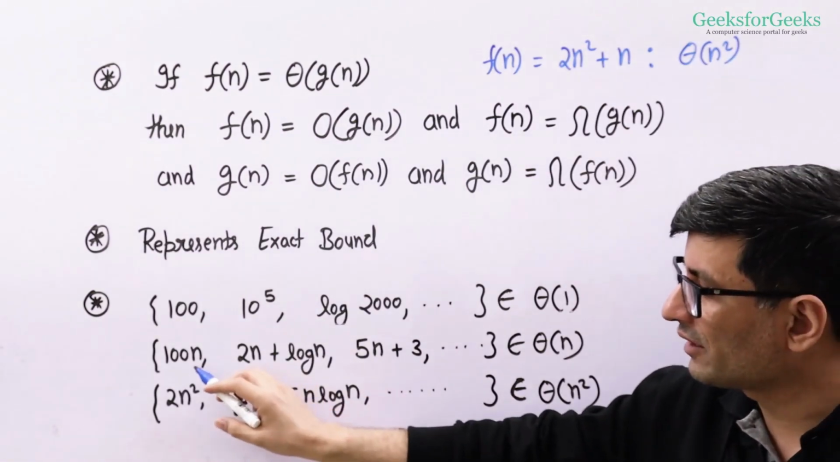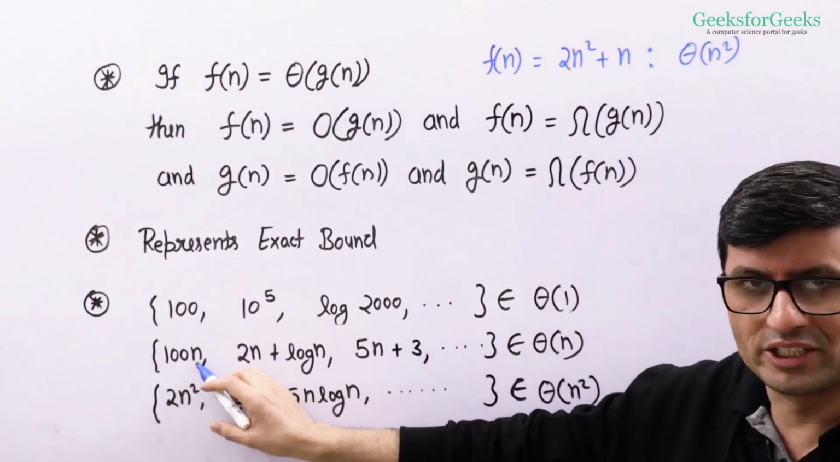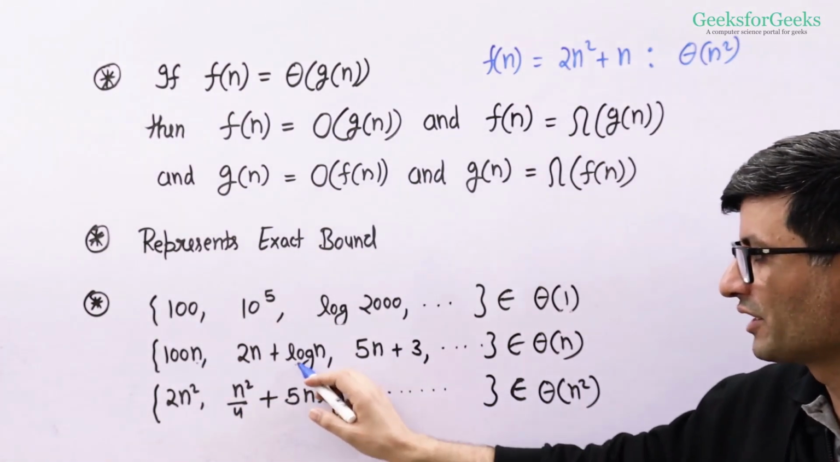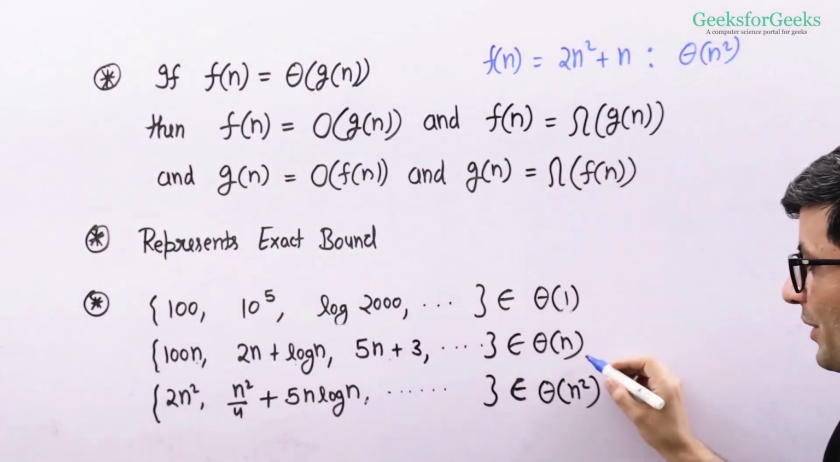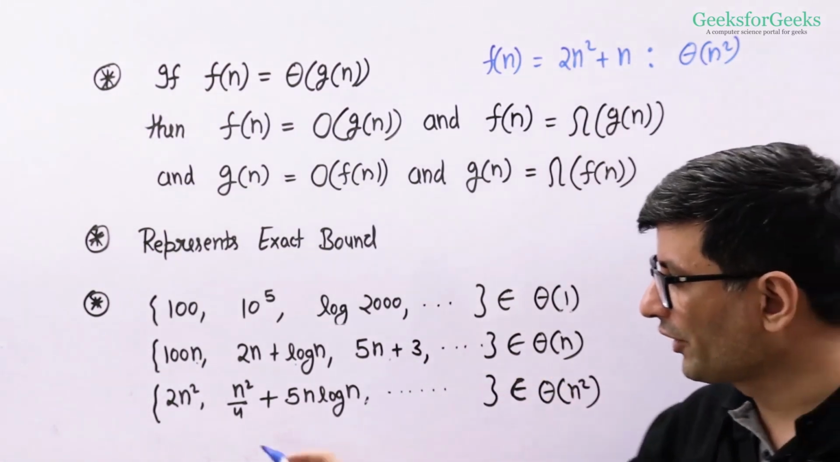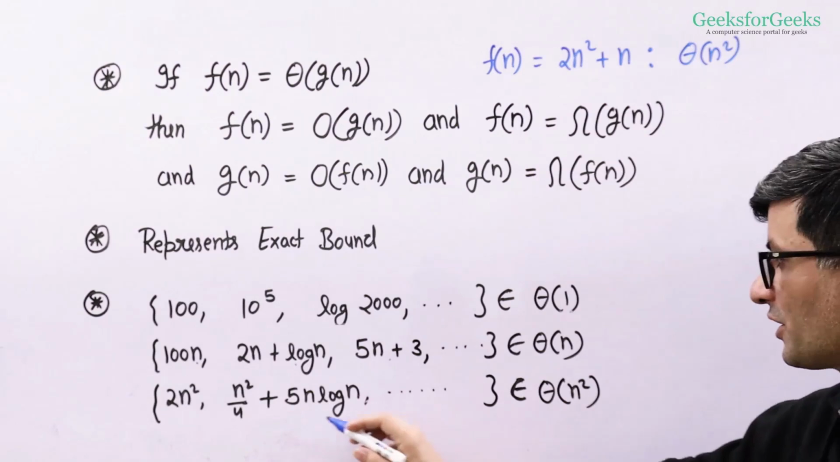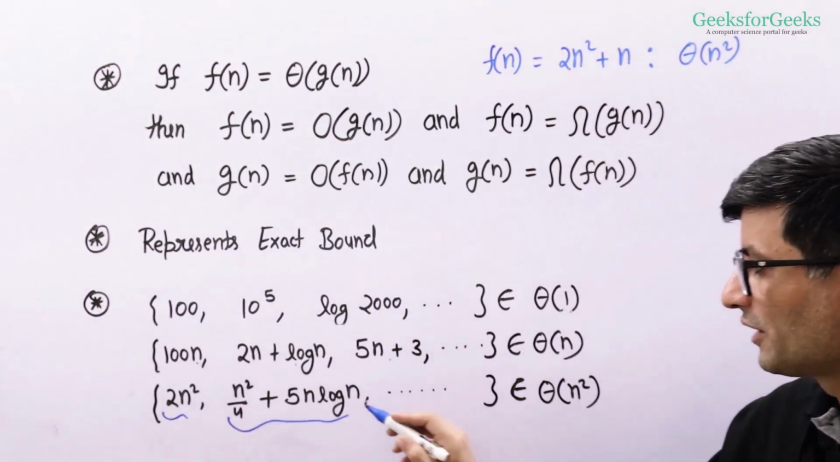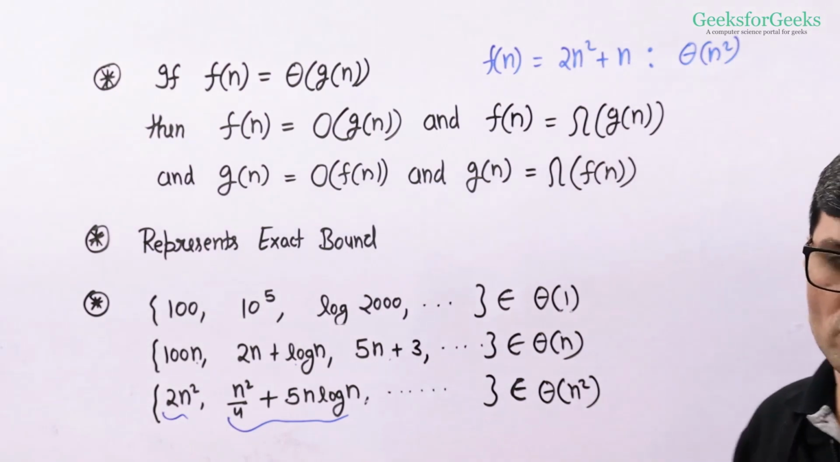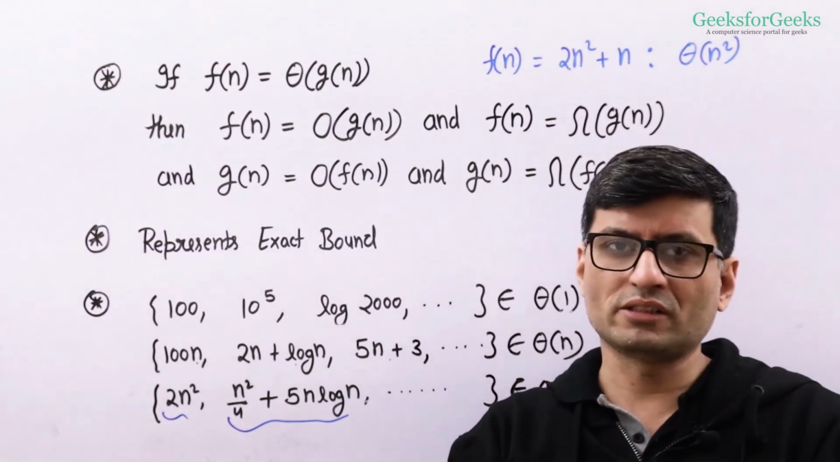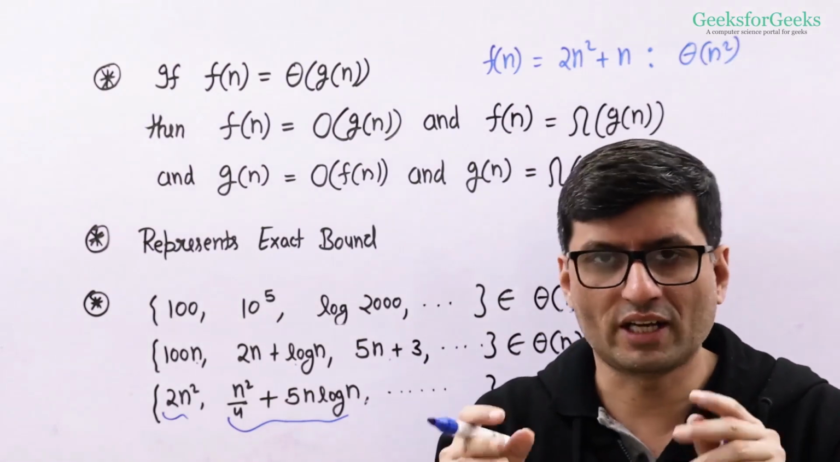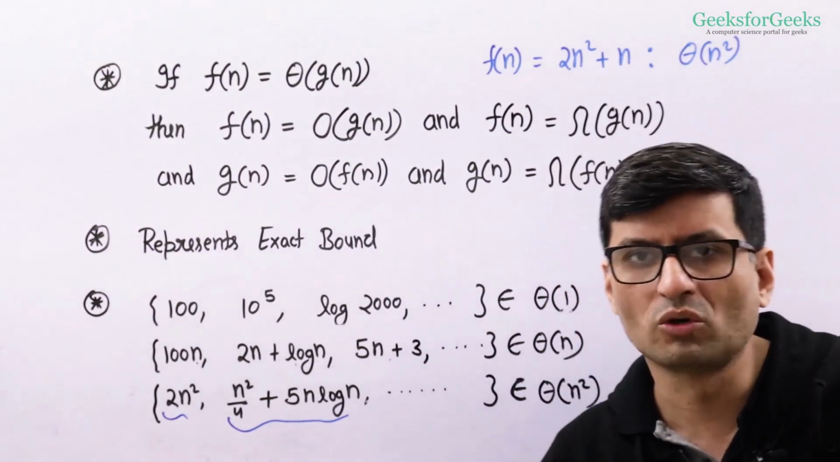So if you see this set, this has the leading term as linear, right? This is linear, log n is lower growing. This is also linear, so we can say it's theta n. Here, exact order of growth is n square. So we say all these things, both of these, they have theta n square order of growth. Theta n square means the highest growing term has to be n square, not more, not less.